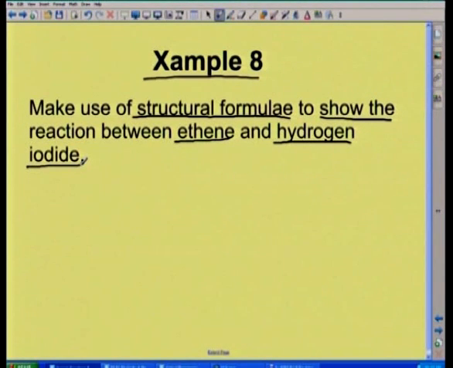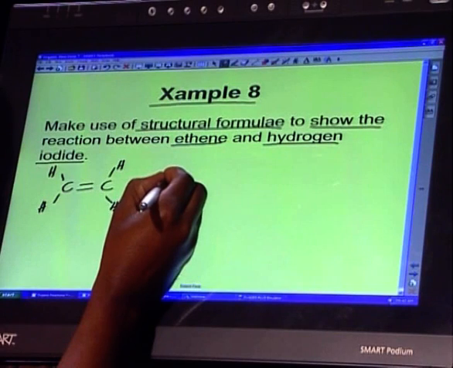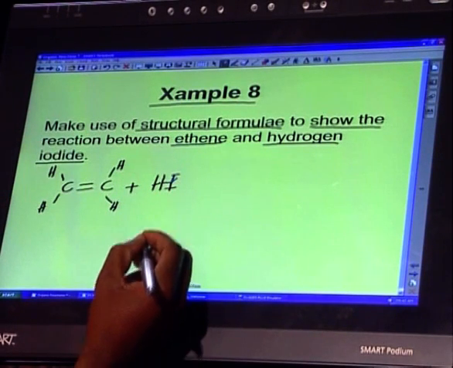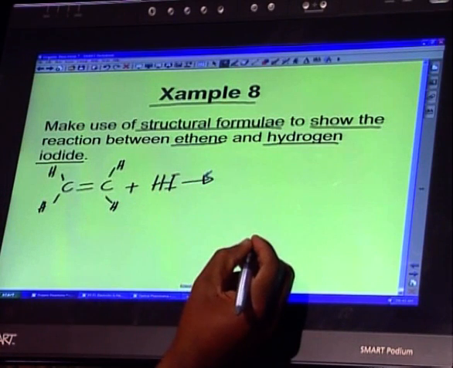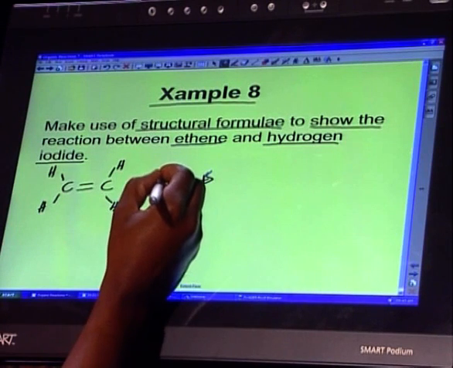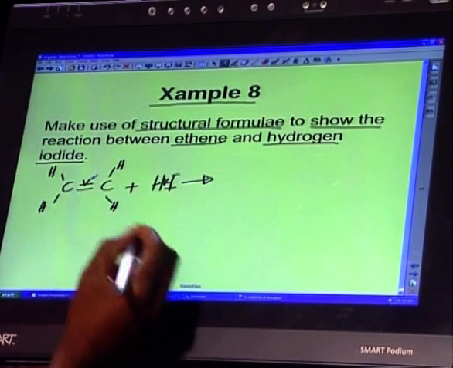Now, ethene is an unsaturated hydrocarbon, and it's an alkene, so it has got double bonds between carbon atoms. So that will be its structural formula. Okay, that will be ethene. It is reacting with hydrogen iodide, so hydrogen iodide is HI. Allow me to put a small line there to say that's a bond. Then, when this reaction takes place, this bond is going to break. This one is also going to break.